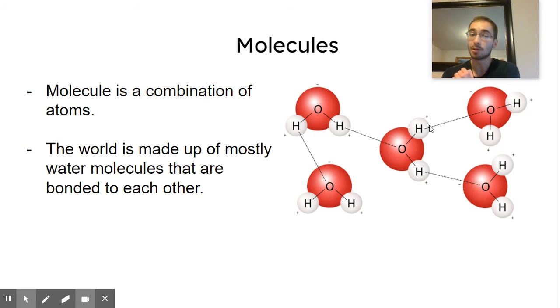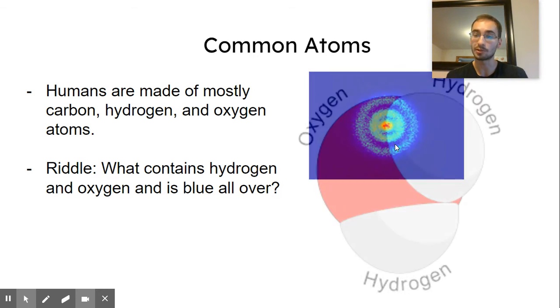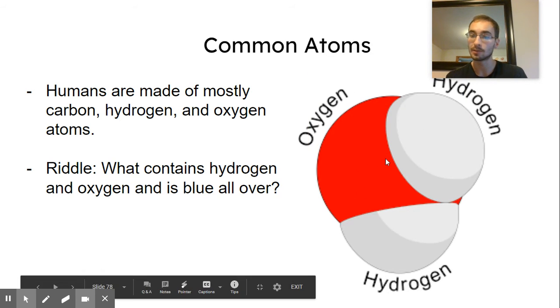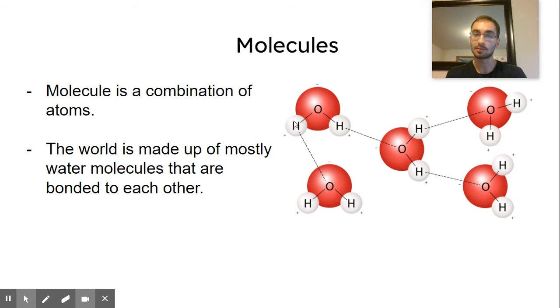Next, I need you to know what a molecule is. A molecule is a combination of atoms. So it's basically like an O with an H and another H, or 2 H's together, or 2 O's. Those are all molecules. So the difference is an atom is just one little atom, whereas a molecule is a combo of different ones. The world is made up of mostly water molecules that are bonded to each other. So this H with the O and then the other H, that's a molecule.